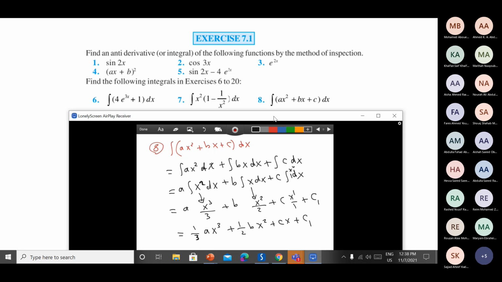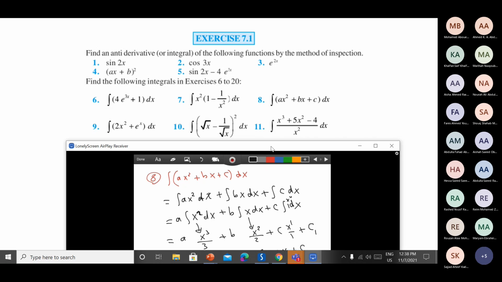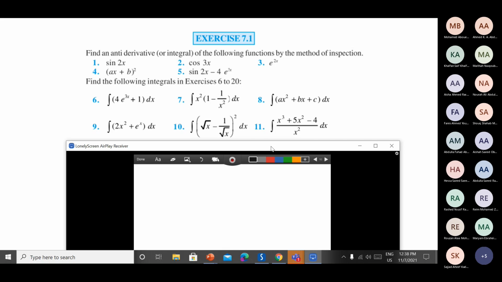Now let's go further for this one. Nine. What is the antiderivative or the integration? The same question. 2x squared plus e to the x dx. Again, yes, I can distribute the integration over the addition. So 2x squared dx plus the integration of e to the x dx. Yes, the constant can take it outside.